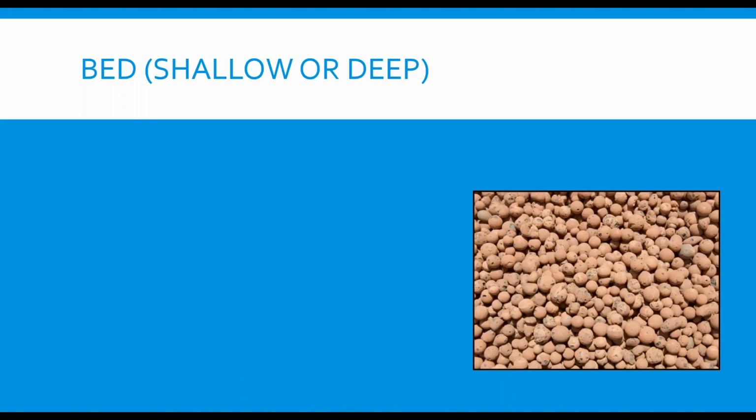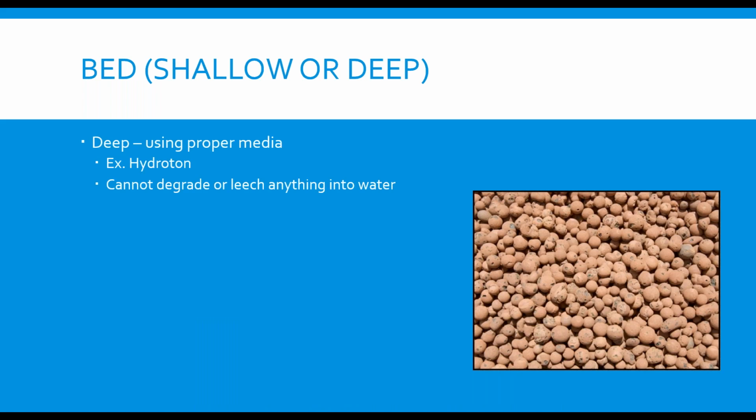And then you can have beds that are either shallow or deep. Deep water beds usually use a filter media, for example, Hydroton, which is this puffed up clay that you see there on the right. Now, this is just an example. There are many, many different versions of substrate you can use. However, you want to make sure that the substrate does not degrade or leach anything into the water. Because again, your fish are in this water, you want to make sure it's safe for them.